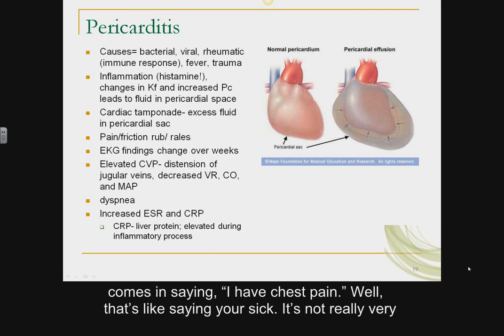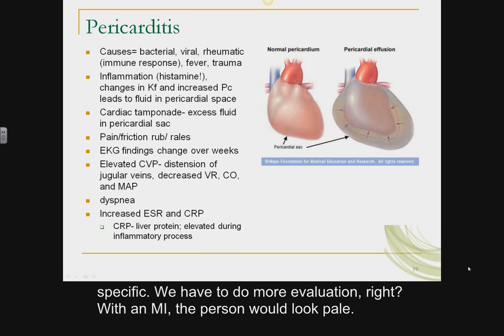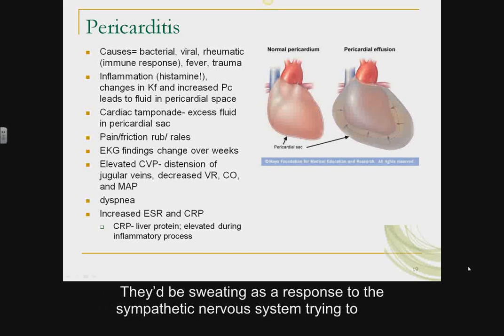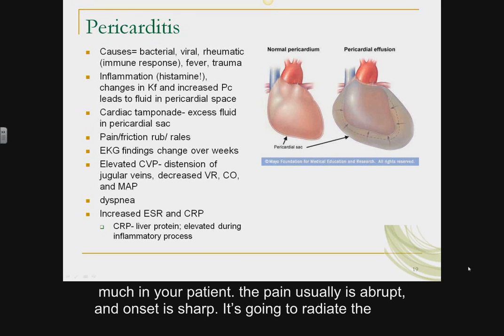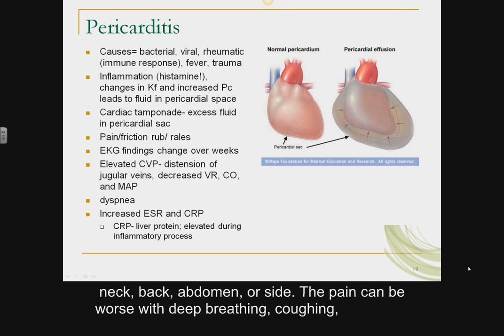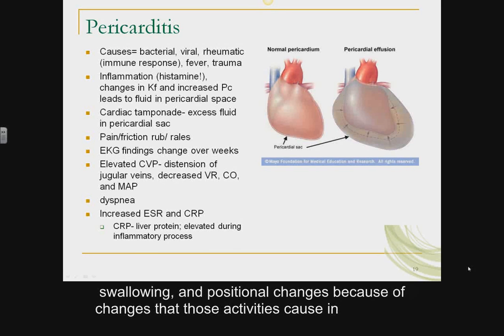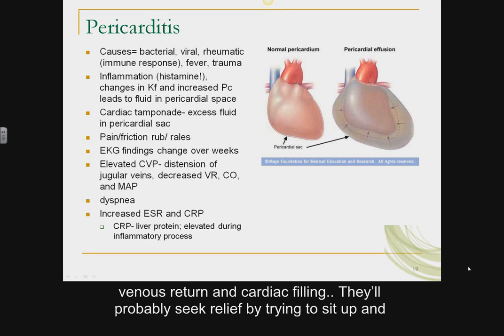With an MI, the person will look pale. They'll be sweating in response to the sympathetic nervous system trying to compensate for that myocardial infarction. With pericarditis, you're not going to see that so much in your patient. The pain is usually abrupt and onset is sharp. It'll radiate to the neck, back, abdomen, or side. The pain can be worse with deep breathing, coughing, swallowing, and positional changes because of changes that those activities cause in venous return and cardiac filling. They'll probably seek relief by trying to sit up and lean forward. And again, it will be important for the attending physician to rule out an MI.